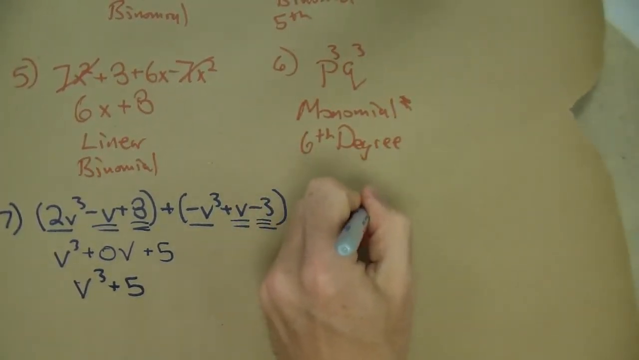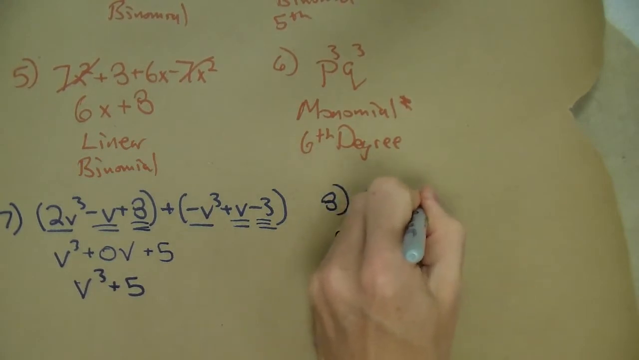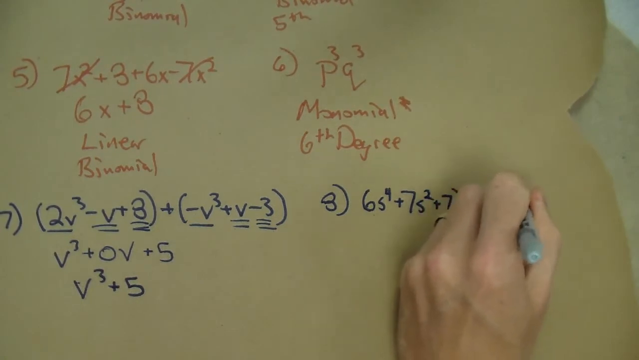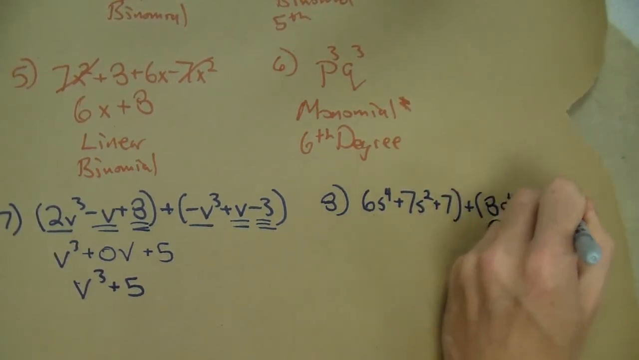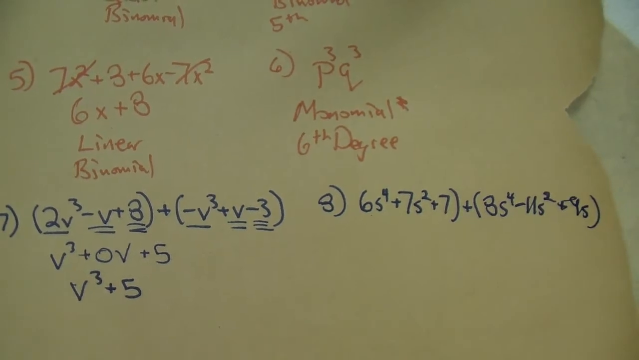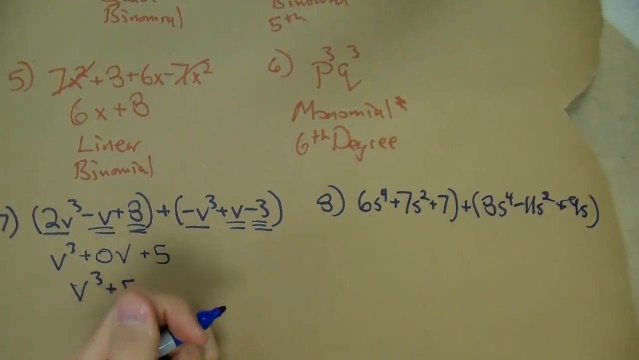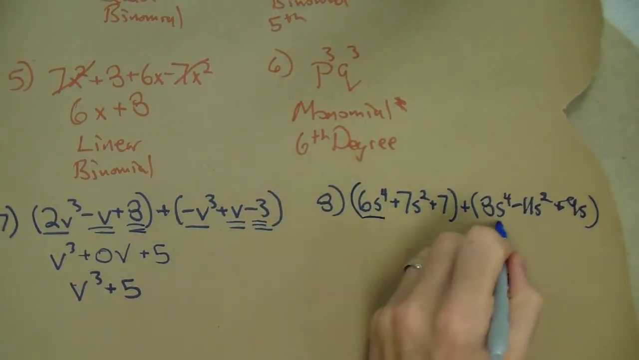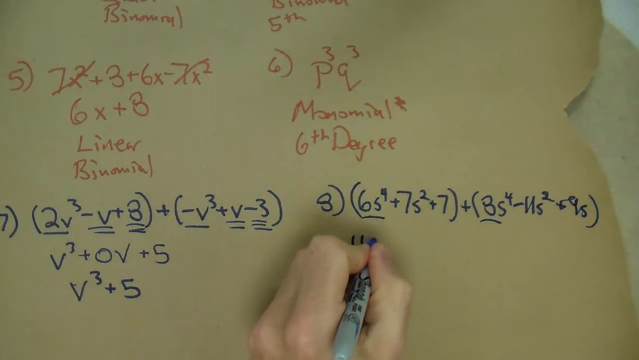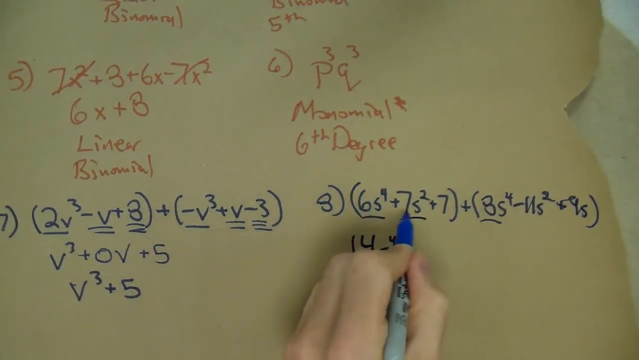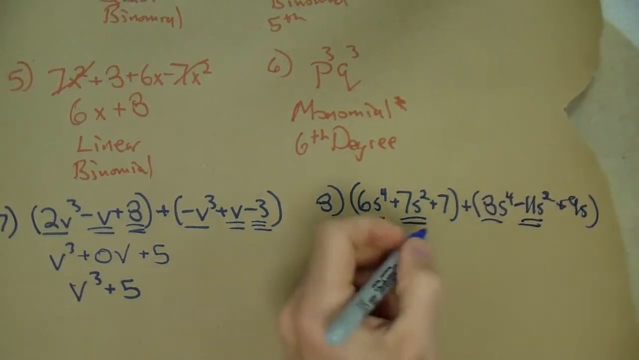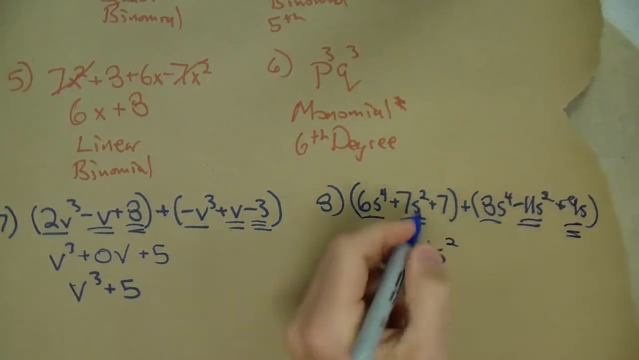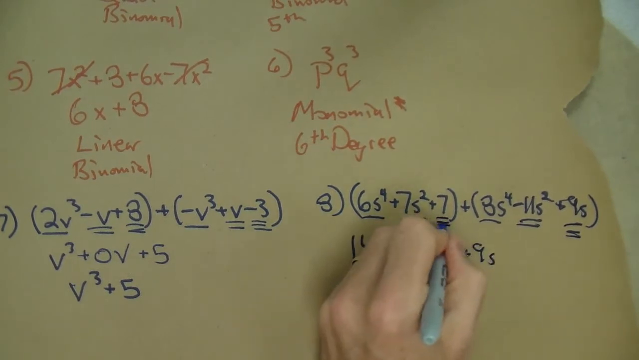Number 8 is 6s to the 4th plus 7s squared plus 7 plus 8s to the 4th minus 11s squared plus 9s. Now the first thing wrong with this problem is they used s as a variable, which looks like a 5. We'll ignore that fact and still go through it. So I'm looking at s to the 4th. I have the 6 and the 8. It gives me 14 of those. S squareds, I have 7 and negative 11, so that's minus 4s squared. I have a 9s, and then I have a 7.